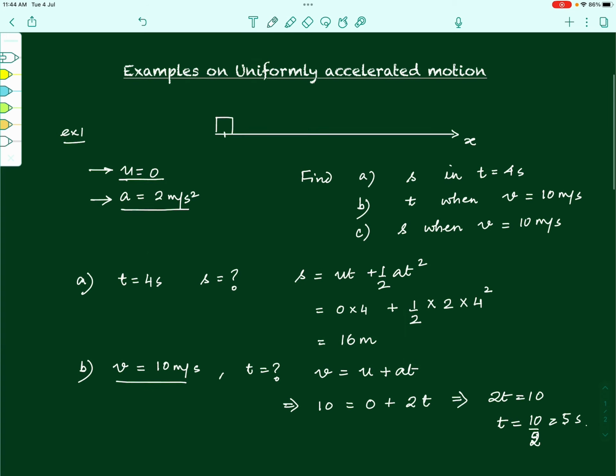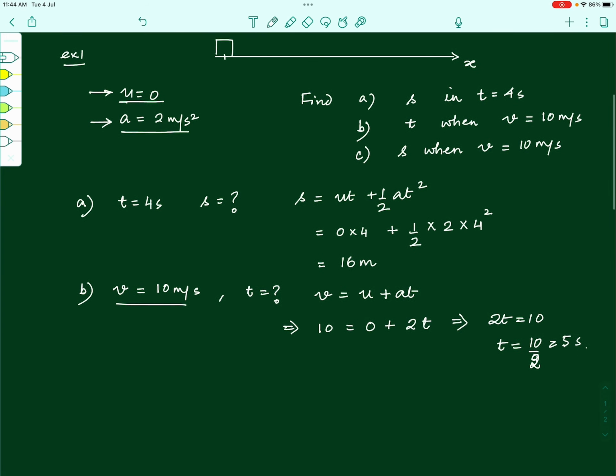Now for the third part of the same situation, same problem. When v is 10, now we are supposed to find out the displacement of the body. So see that for this situation we know everything now. We know the initial velocity, we know the acceleration, we know the velocity at time t. We also know the time, 5 seconds. We have already found it. So we can either use the second equation of motion or we can use the third equation of motion. Both of them will work for us. So let's try using the third equation of motion.